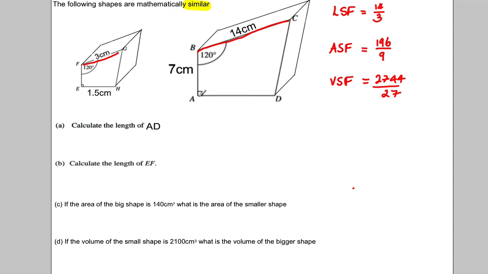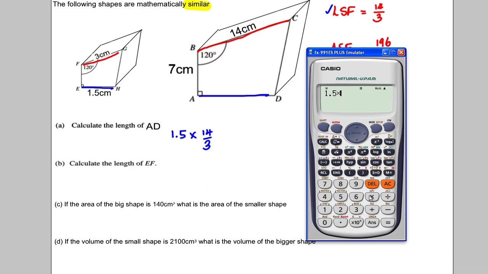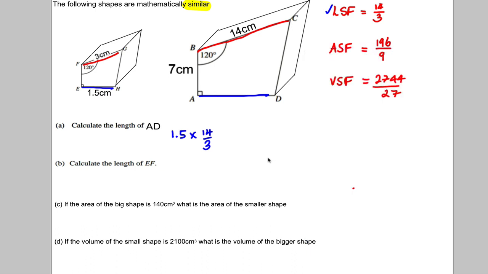We want to work out the length AD. We've got the small length, which is EH. To go from small to big, you multiply. Because we're dealing with lengths, we're going to multiply by the length scale factor. So we're going to do 1.5 multiplied by 14 over 3. Calculator out. 1.5 multiplied by fraction 14 over 3. We get 7. So it's 7 centimetres.